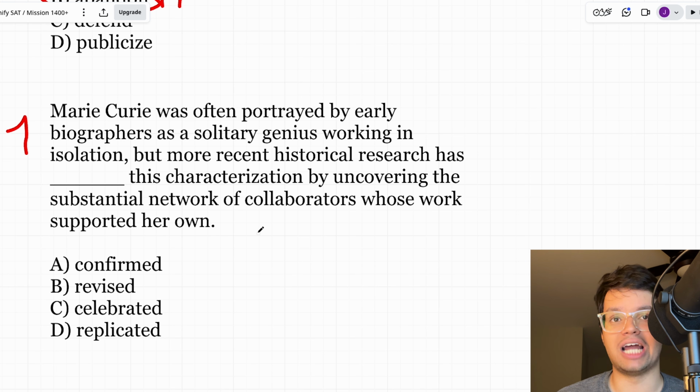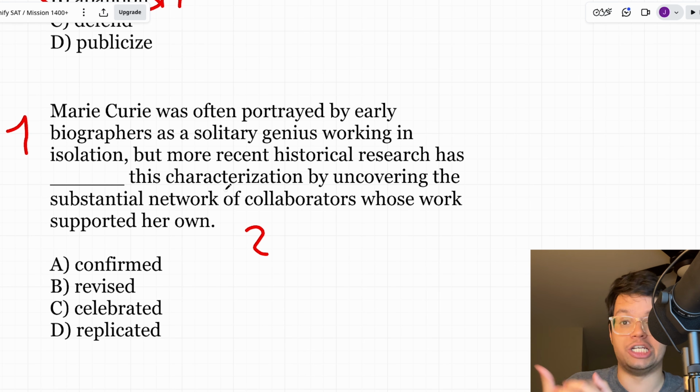So as for my prediction, I guess I would say kind of changed the characterization. It did not completely destroy it, but at least they realized, okay, she wasn't just fully on her sigma grindset. She had some other people that she was working with as well. So I guess I'd just say change.